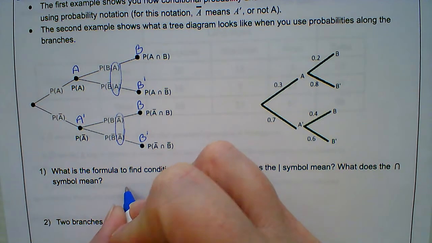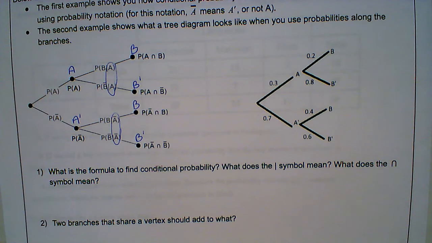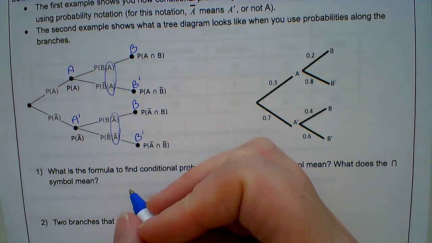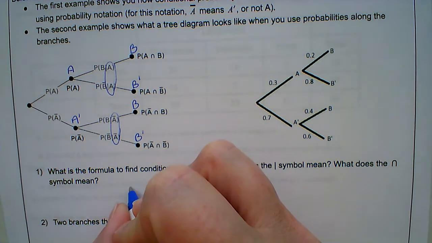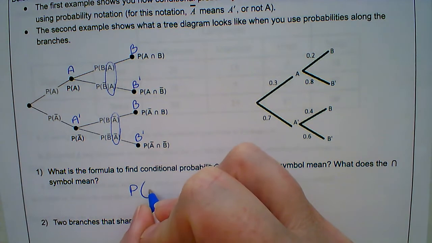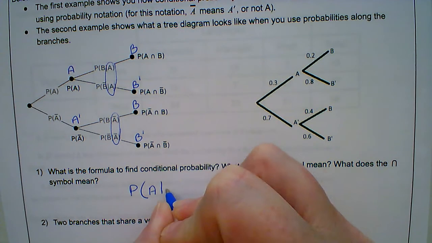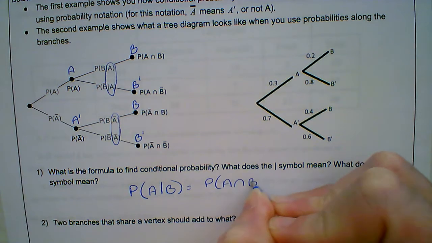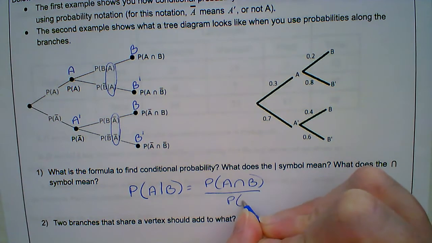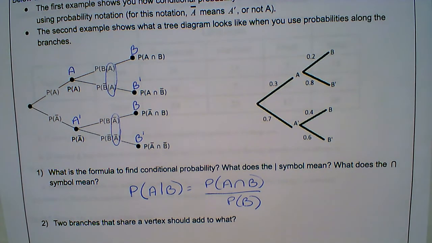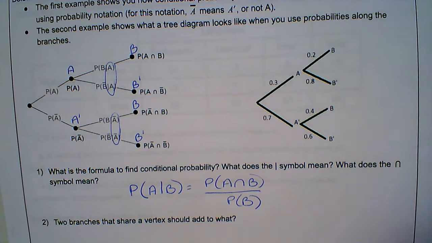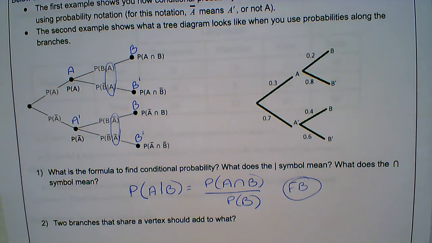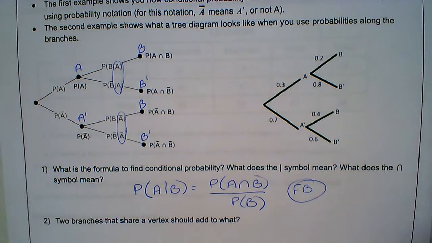We need to remember that the formula for conditional probability is the probability of A given B is equal to the probability of A and B over the probability of B. Now, this is on your formula booklet. You do not have to memorize this. You just have to know how to use it.